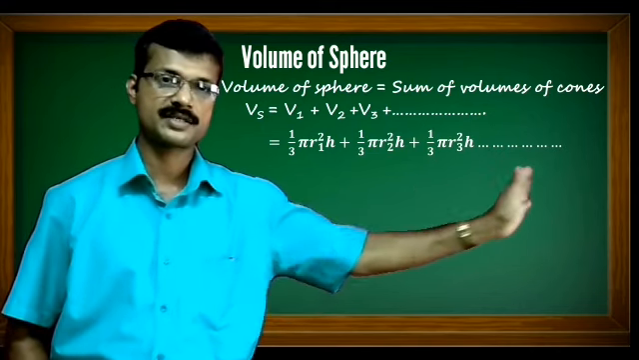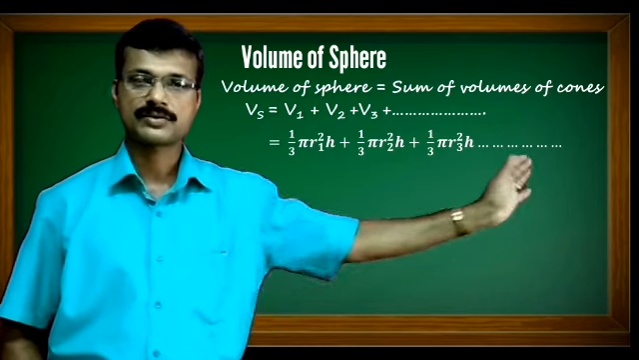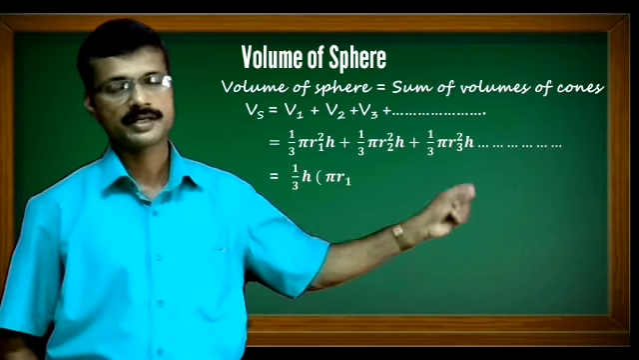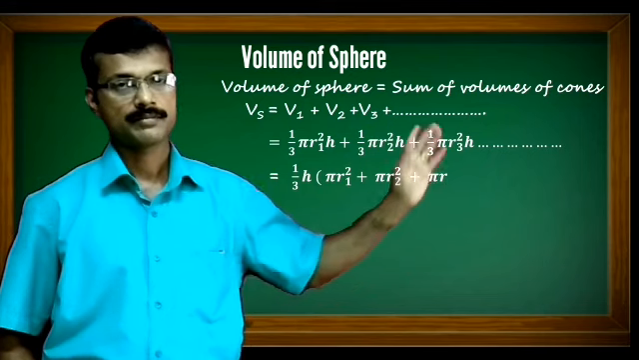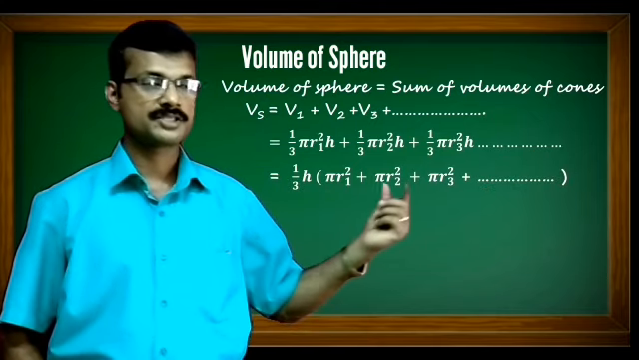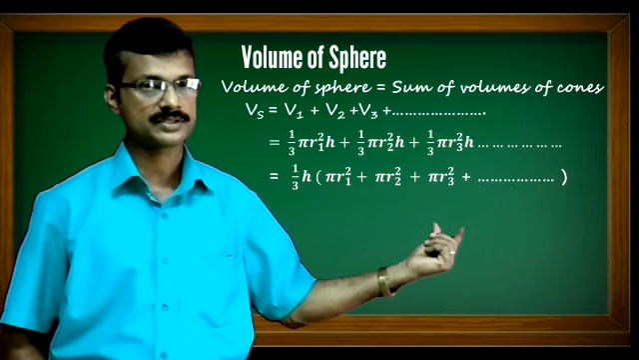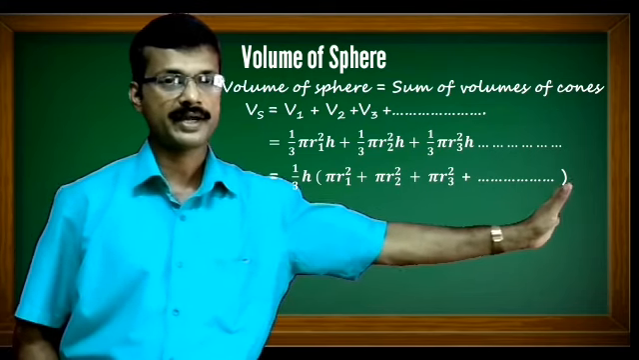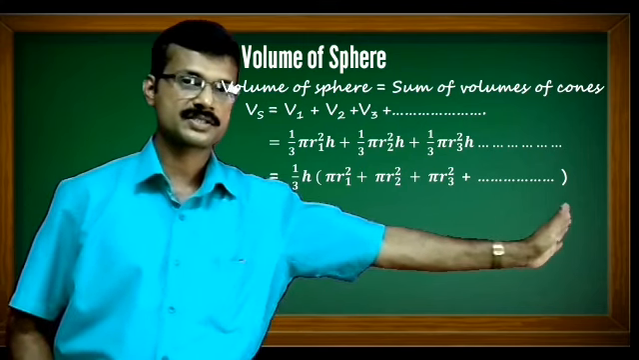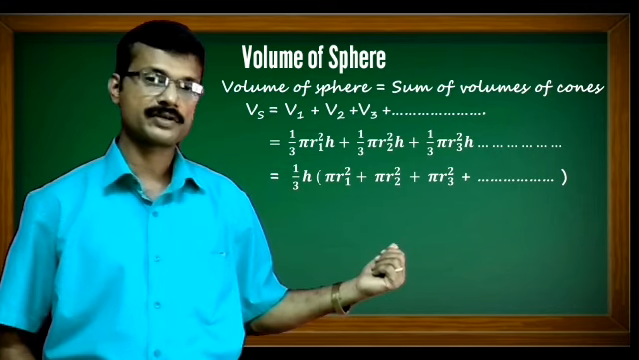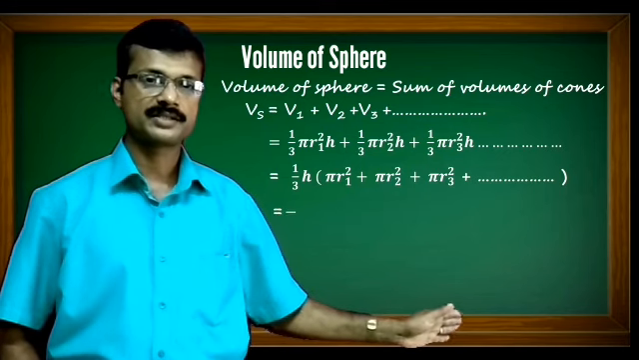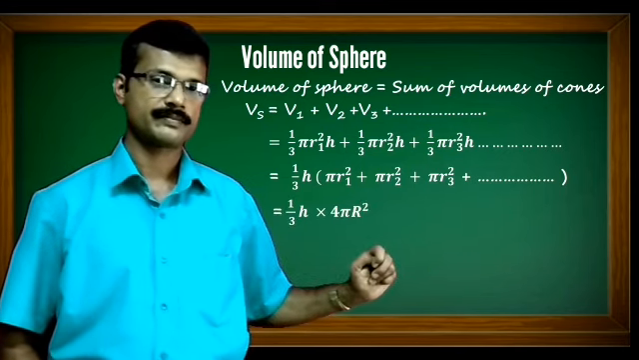Now if you look at the right hand side, 1 by 3 h is common, so I am taking that out. So h by 3 is out. Inside the bracket, pi R1 square plus pi R2 square plus pi R3 square plus etc. Now pi R1 square stands for the base area of a cone. So if I add all the base areas, we will get the surface area of the sphere. Naturally, that whole long sum we can replace with the surface area of the sphere, that is 4 pi r square. So the formula becomes h by 3 into 4 pi r square.